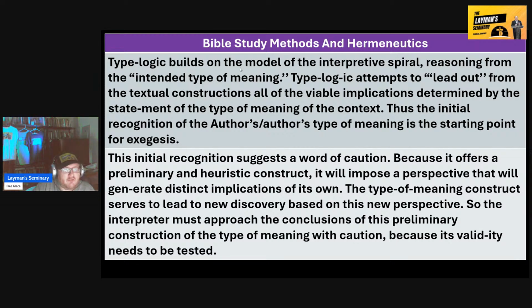Type logic builds on the model of the interpretive spiral. Reasoning from the intended type of meaning, type logic attempts to lead out from the textual construction all the viable... So let me back up for a second.